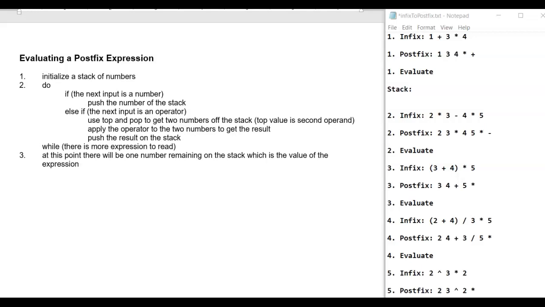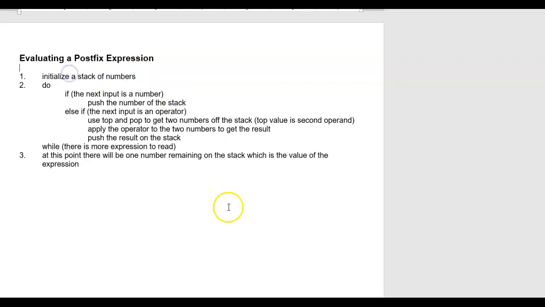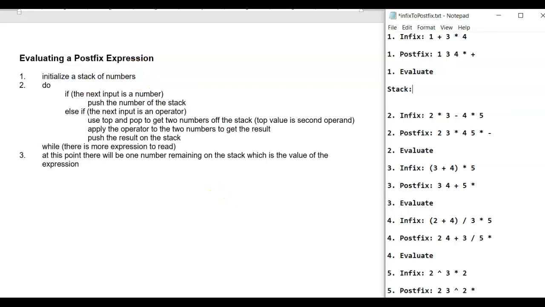Okay, the second part to evaluate a postfix expression is the easy part. So first, this time our stack is going to be numbers like doubles. Remember, you can do that because it's a template class. And it's going to work only with the postfix expression. We're all done with infix.